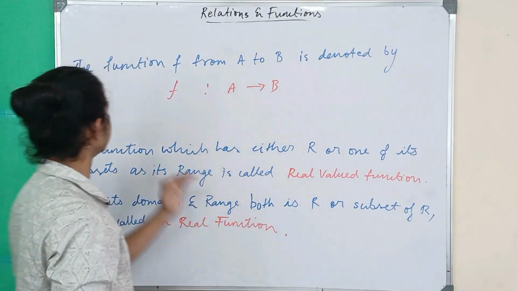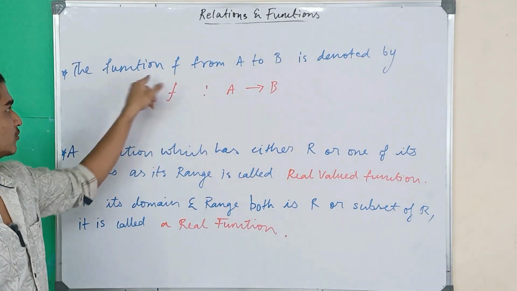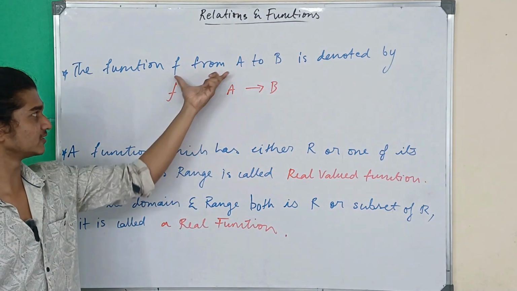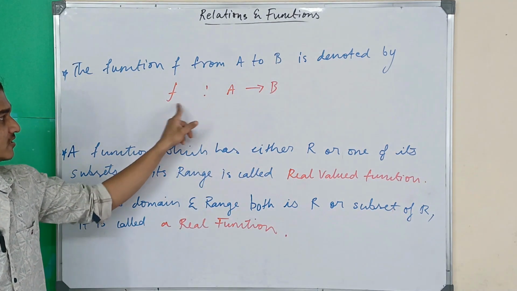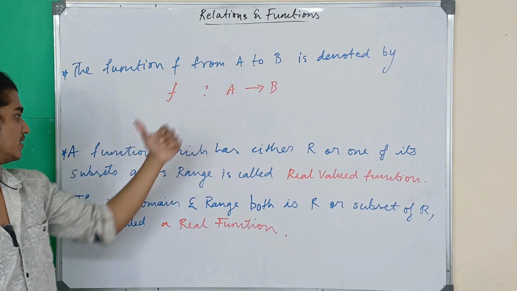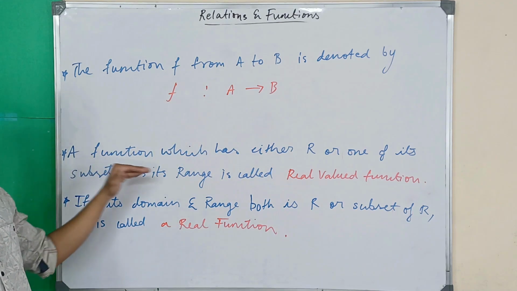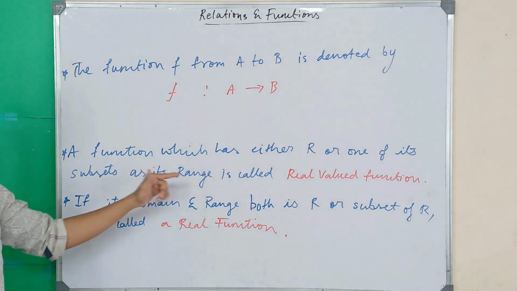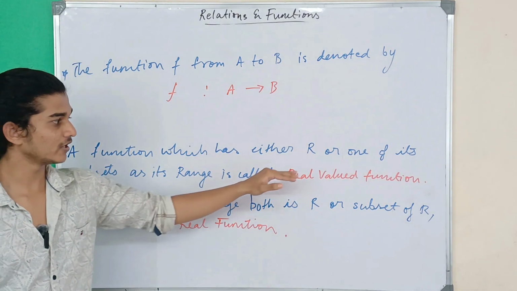So the next thing is the function f from A to B, and this is how we denote it. We call this a function from A to B. And the next one is a function which has either R or one of its subsets as its range. It is called a real valued function.